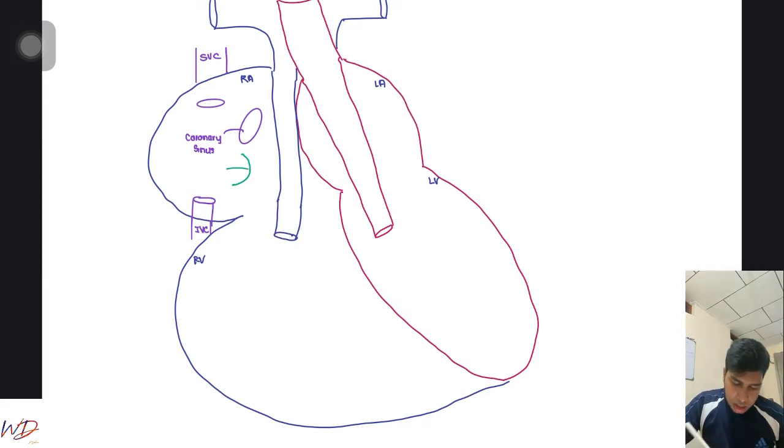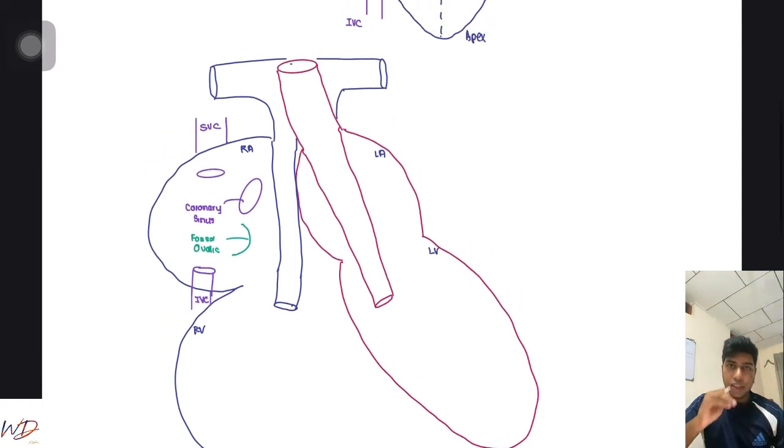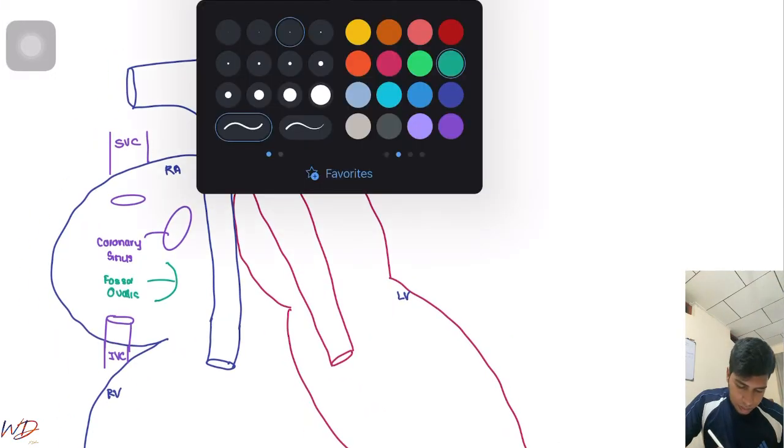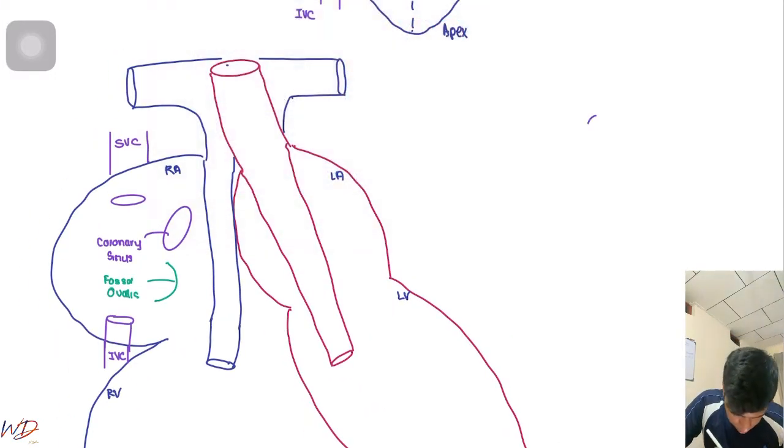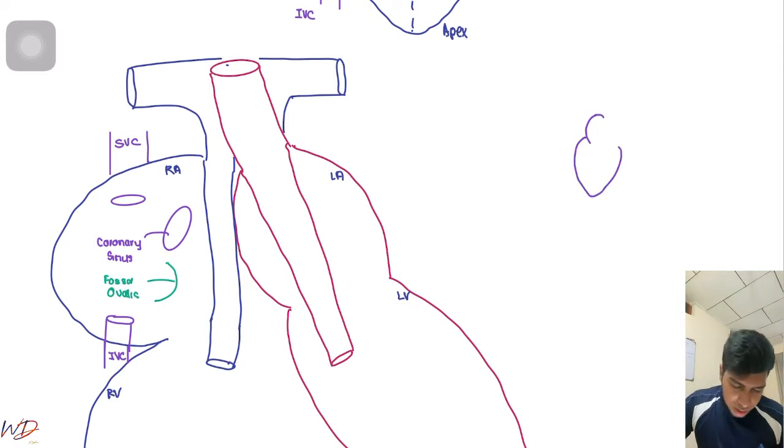And we have an embryological structure. This is called fossa ovalis. It's the weak point of the heart. Fossa ovalis. Let me go into a bit of detail about the fossa ovalis.